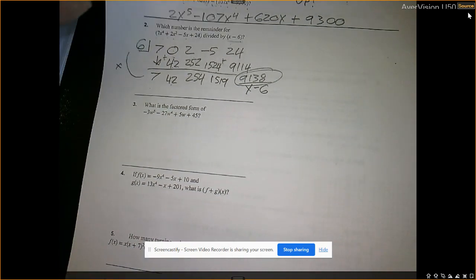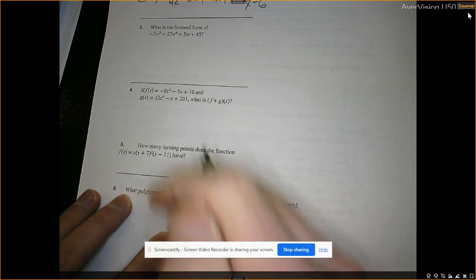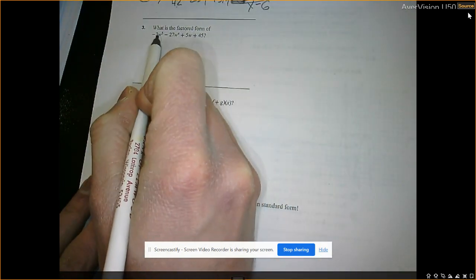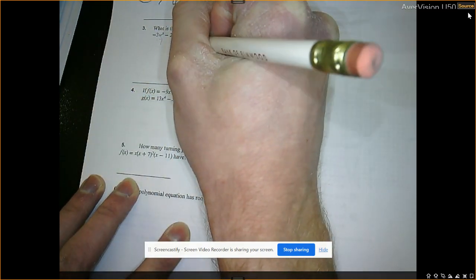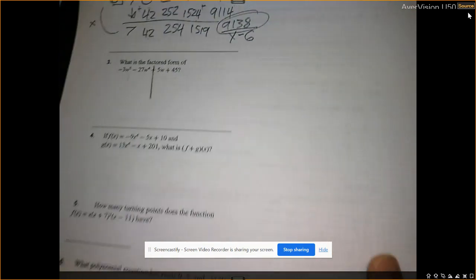All right, moving on to number 3. What is the factored form of this polynomial? Okay, notice it has 1, 2, 3, 4 terms. When it's 4 terms, that's how you know it's probably going to be factored by grouping. So I draw a line down the middle.